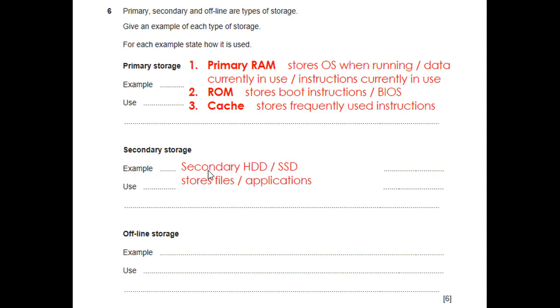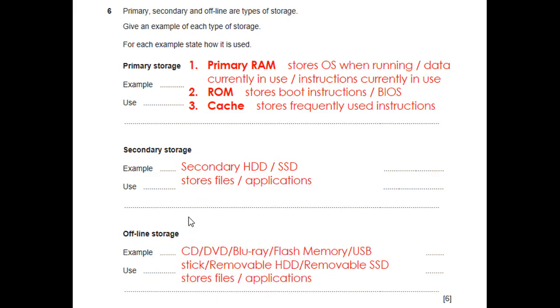Secondary storage, we can mention hard disk drive and solid state drive, and they're used to store files and applications. Offline, we can mention CD, Blu-ray, DVD, flash memory, USB stick, removable HDD, removable SSD, and again, the same reason, these are used to store files and applications.